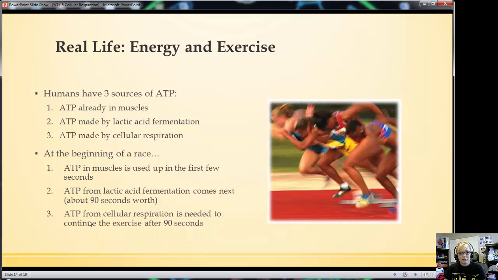And then ATP from cellular respiration is needed to continue the exercise after about 90 seconds. So if you think about running, you could probably sprint for maybe a minute and a half. And then after that, you're really going to be out of breath. You're inhaling really deeply. You're getting that oxygen into your body and you're sending that oxygen throughout your body using your bloodstream so that you can continue running. And that oxygen is needed for cellular respiration.